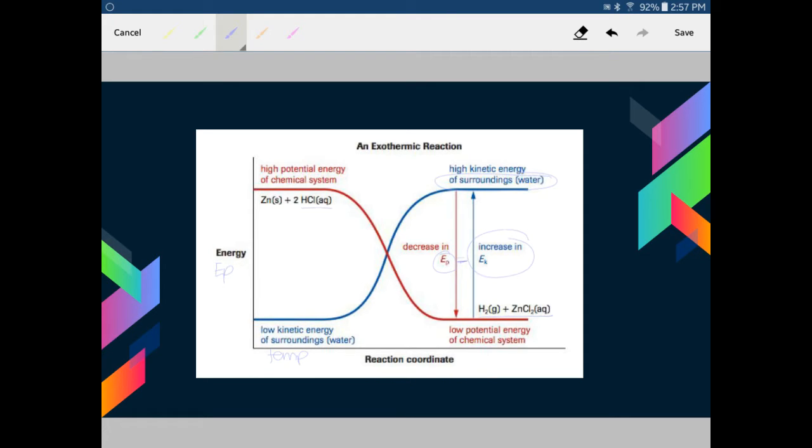Okay, these values are going to be equal. EP is equal to EK. However, if we have a negative EP, it results in a positive EK. So that is one thing to keep in mind as we go through.